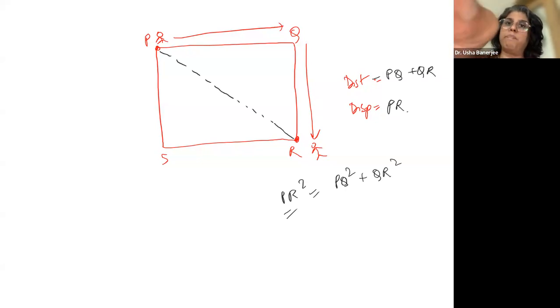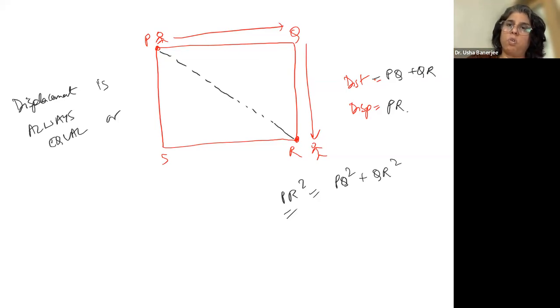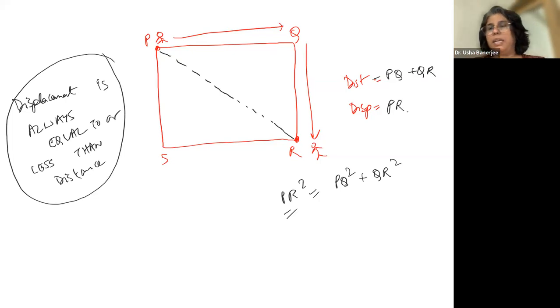So one very, very important concept: displacement can never be, let's not write negative, displacement is always equal to or less than distance. It can never be greater than distance. A very important concept of physics.